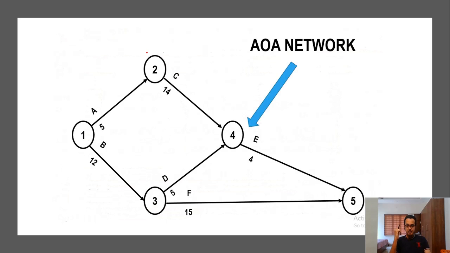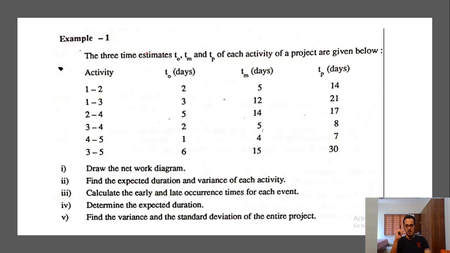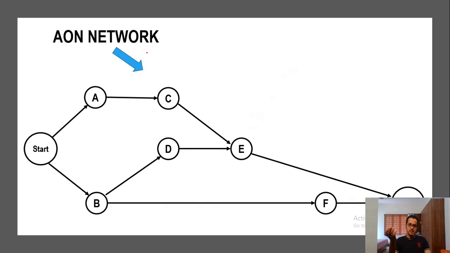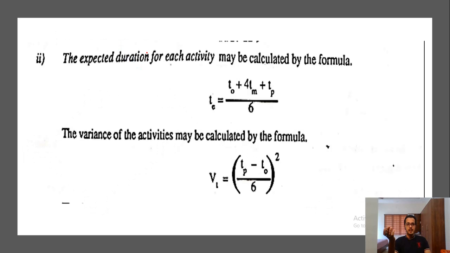We have already learned how to draw a network diagram, and this network diagram has been developed from the given question. This is the AOA network and the corresponding AON network based on the given data. The next step we have to complete is to find the expected duration, right? Here we have this expected duration.